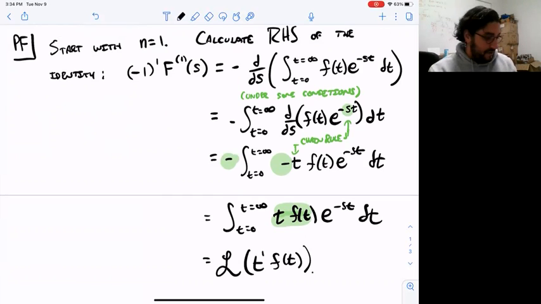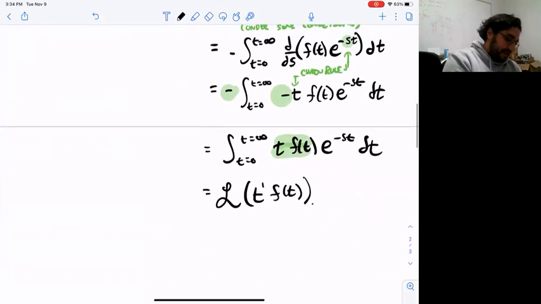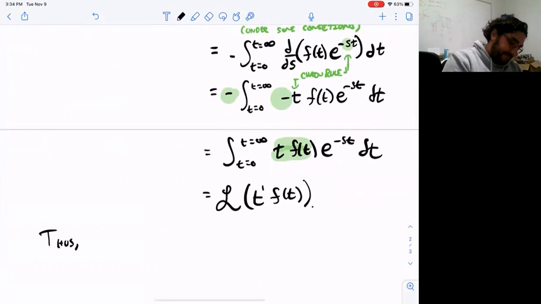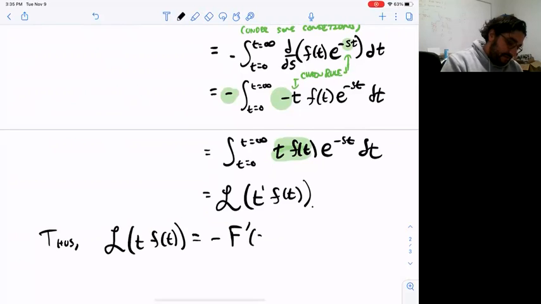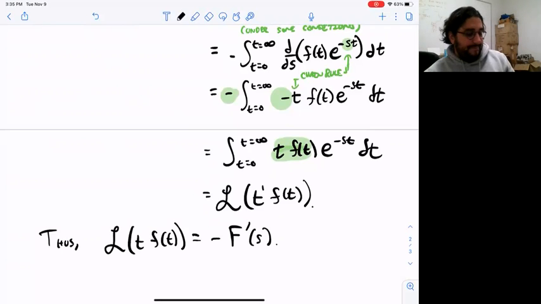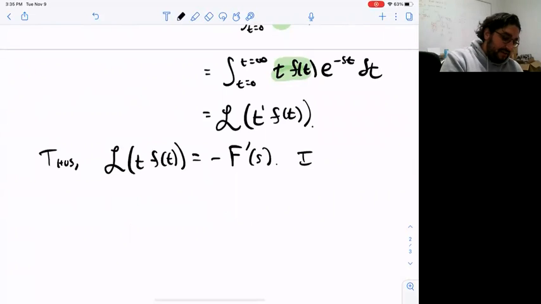And this is what we were trying to prove. This is the left-hand side of the identity. So I now know that the Laplace transform of t f of t equals negative F prime of s. Well, now what can you do? Now you can iterate this.